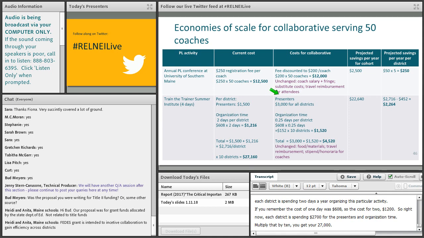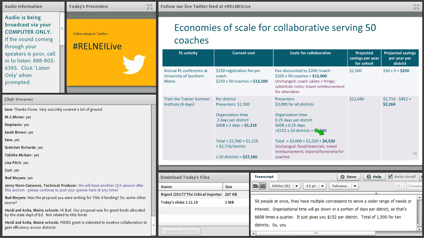If they collaborate, they can do 1 institute for all 10 districts. The presenter costs are going to go up because they're serving 50 people at once, and they probably want to have multiple concurrent sessions to serve a wider range of needs and interests. Organization time will go down to 1/4 of a day per district, so that's the $608 times a quarter. It just gives you $152 per district, total of $1,500 for all 10 districts.